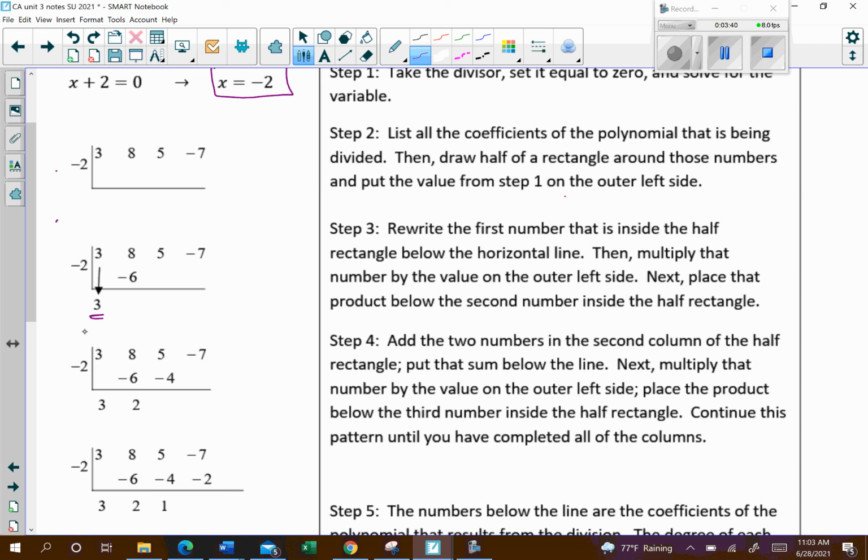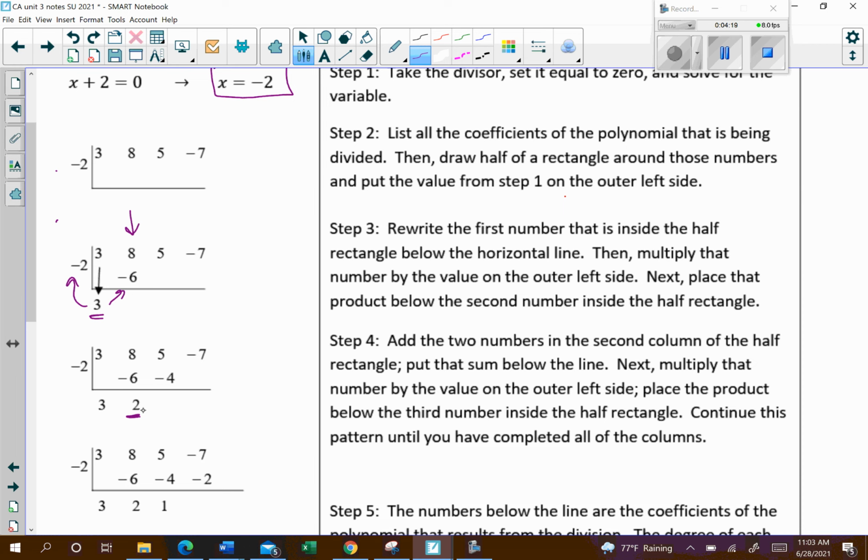Then what you're going to do is multiply it by the number on the left side, which I like to call the magic number. So you're going to multiply it by negative 2. Then you put that result right below the second column, right below the 8. So 3 times negative 2 is negative 6, and I put it right here in my second column. Then we're going to add the numbers together in the second column of the half rectangle. So 8 plus negative 6 is 2.